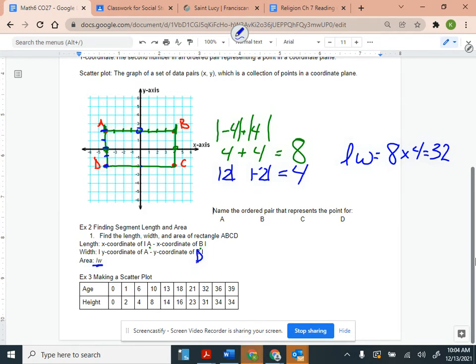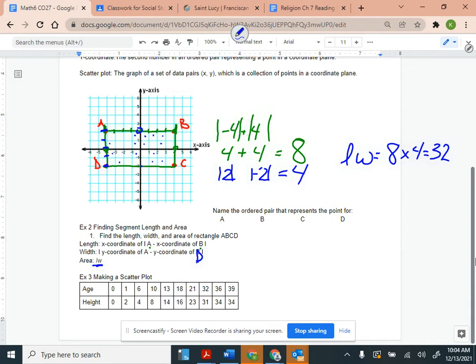So instead of having to go 1, 2, 3, 4, 5, 6, 7, 8, 9, 10, and so on up to 32, instead of having to count all of them, you find the length, you find the width, and you multiply them. Makes it a little bit easier. Okay, so we don't have to go and count each one individually.